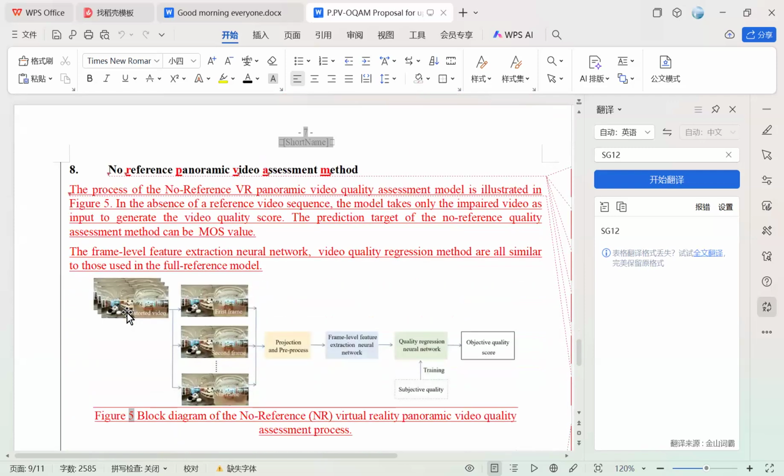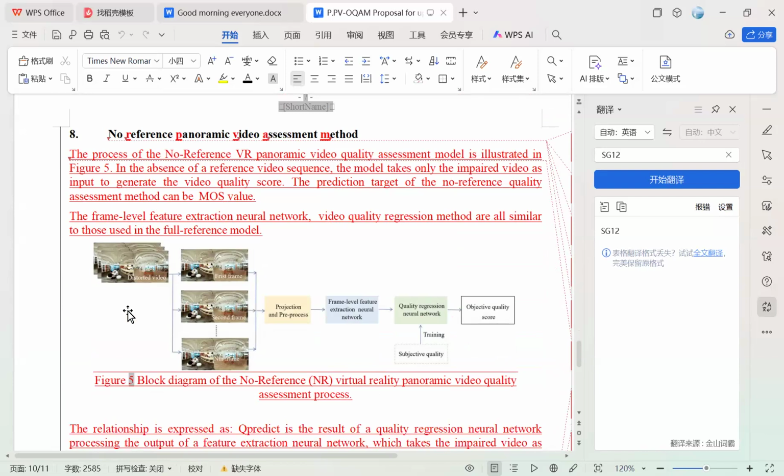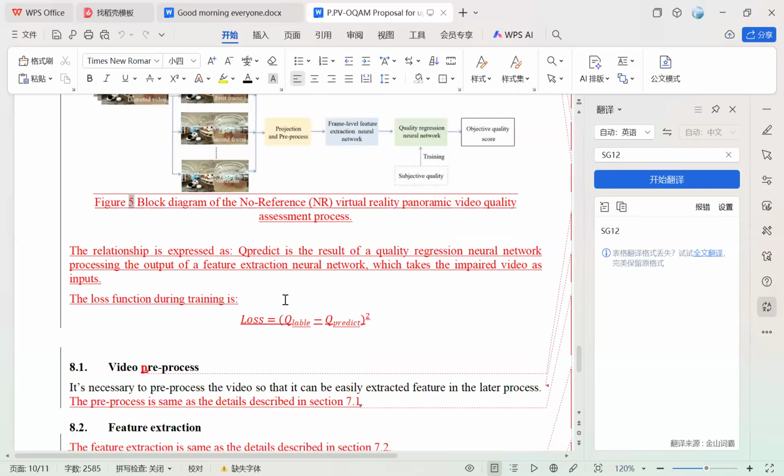And section 8 is about the no-reference panoramic video assessment methods. This is different from the full-reference methods in its input. In this method, the input only includes the impaired video, and the other modules are similar to the full-reference methods, such as projection and pre-processing, frame-level feature abstraction neural network, and quality regression neural network. In these methods, we also use the loss function to minimize the difference between Q-label and Q-predict.